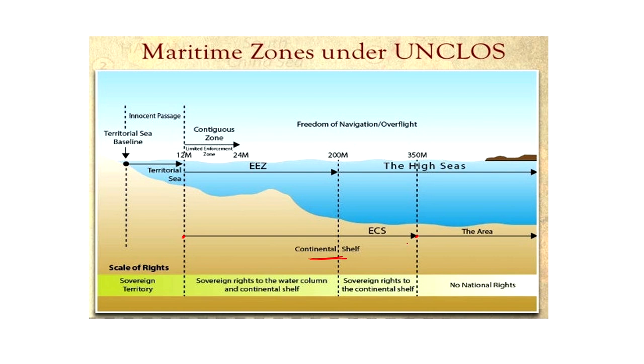Now, if you see a ship sailing over the water column, the water column is the area where ships sail, and you can see that there is complete freedom of navigation and overflight, because there is no legislative jurisdiction applicable from the point where the territorial sea ends, at this particular red point. So, beyond this point, there is freedom of navigation and overflight.